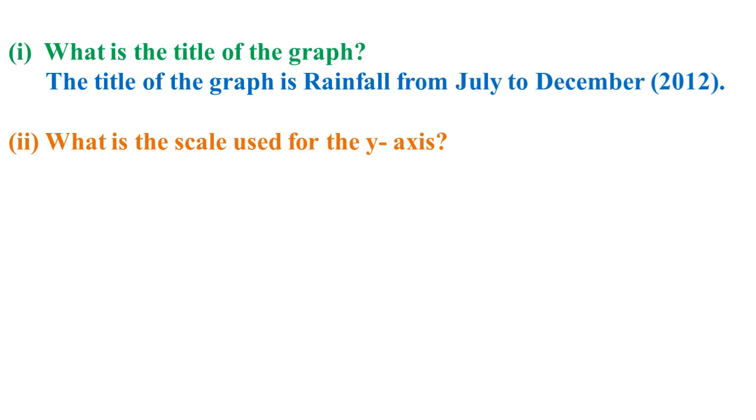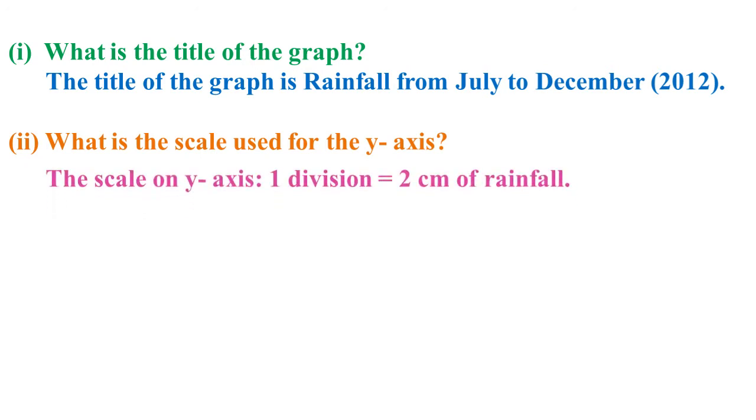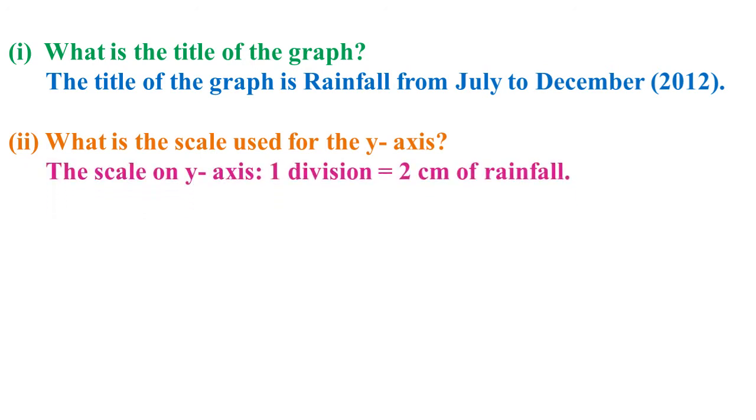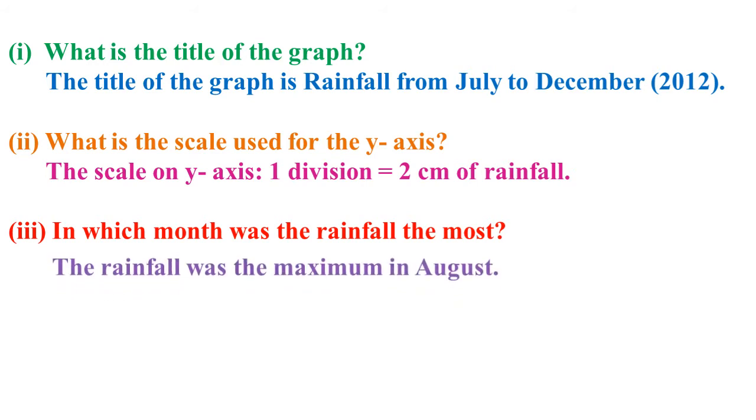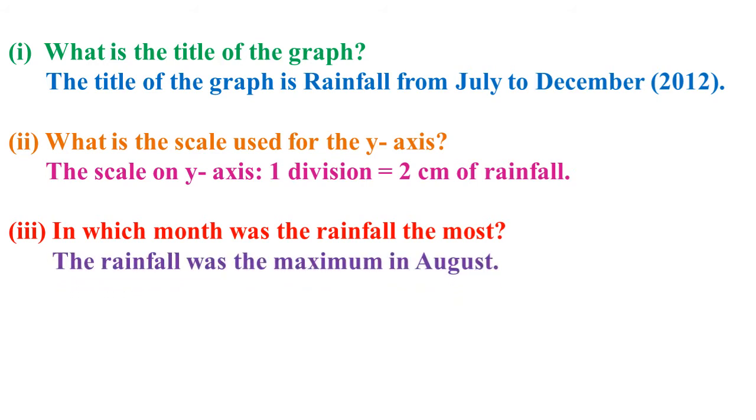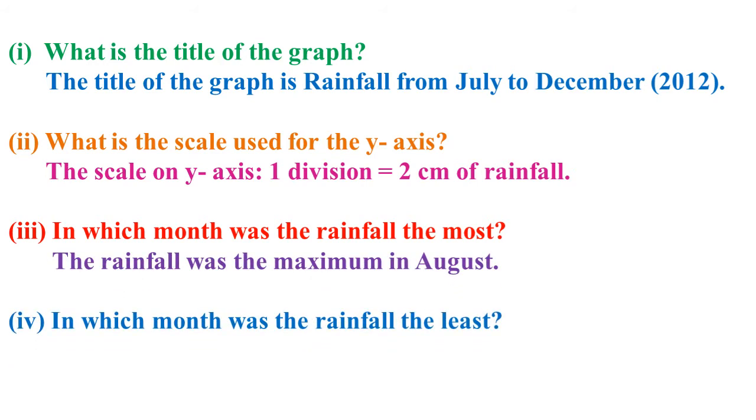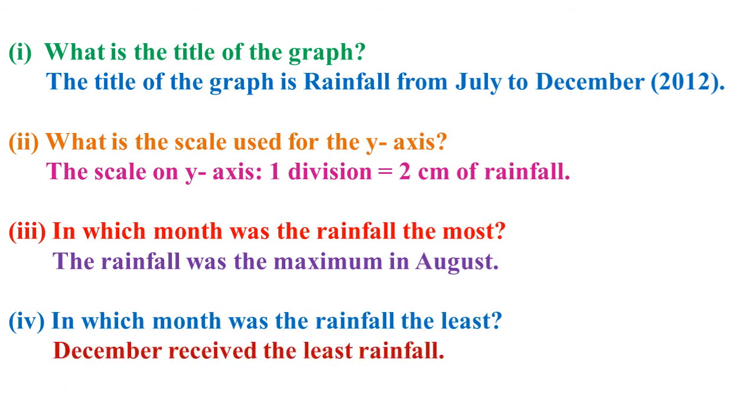Second question: what is the scale used for the y-axis? The scale on y-axis is 1 division equal to 2 centimeters of rainfall. Third question: in which month was rainfall the most? The rainfall was the maximum in August. Fourth question: in which month was the rainfall the least? December received the least rainfall.